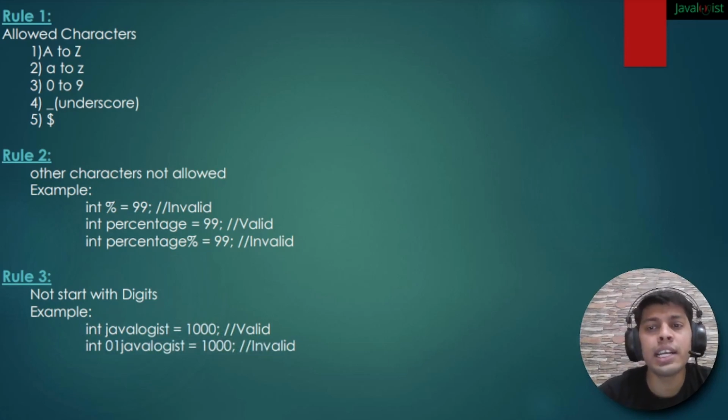Identifiers can only contain letters, uppercase or lowercase, numbers, or the underscore and dollar characters. Special characters such as at the rate and percent are not allowed. This rule is necessary to avoid ambiguity and confusion. Java treats each character in an identifier as significant, and therefore special characters can affect the behavior of the code. It is best to use only letters, numbers and underscore to avoid this issue.